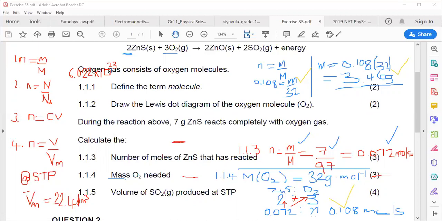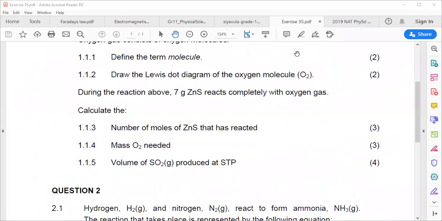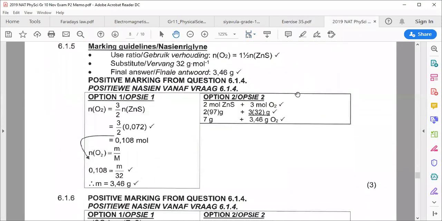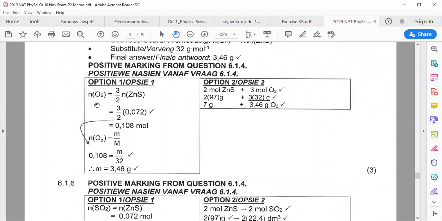Right, so that's what you have for 1.14. Can I delete this? If I check on my memo there, that's what you get. You get the number of moles of oxygen. The ratio there is 3:2, so 3 over 2 multiplied by zinc. You multiply by 3 divided by 2 and you get your answer, 0.108. Then you use your number of moles, mass over molar mass, substitution here, and your answer 3.46. So no mark for the formula, just the ratio and finding this. Clear? Right, we move on to the next one.